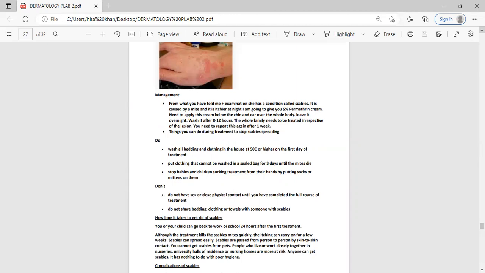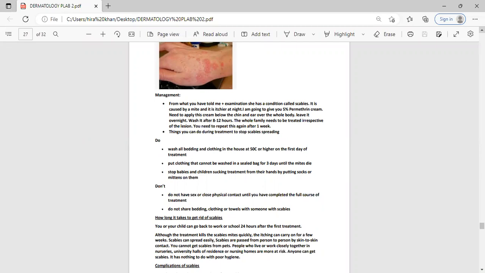And things you can do during the treatment to stop scabies spreading is, wash all the beddings and clothings in the house at 50 degrees or higher. Put clothing that cannot be washed in a sealed bag for 3 days until the mites die. Stop babies and children sucking their hands during treatment by putting socks or mittens on them.